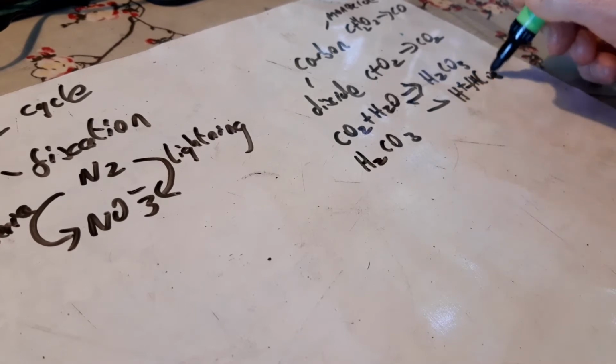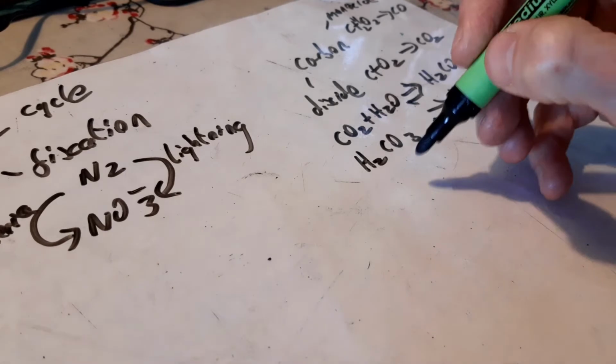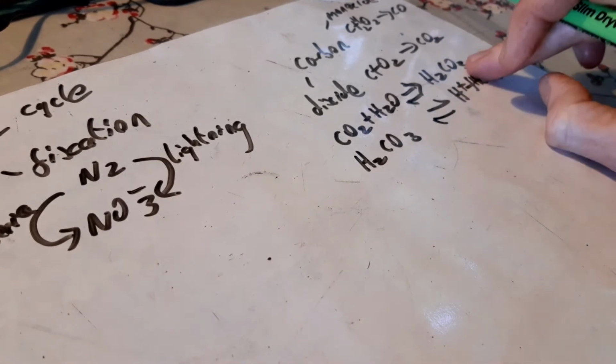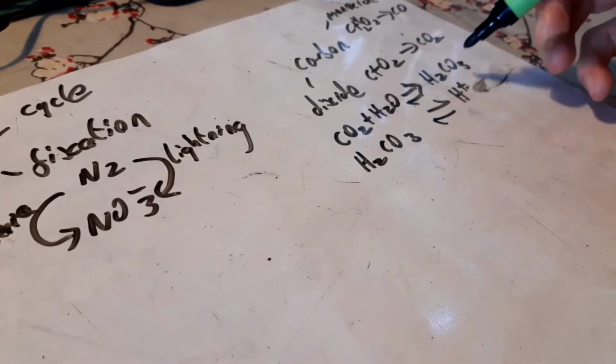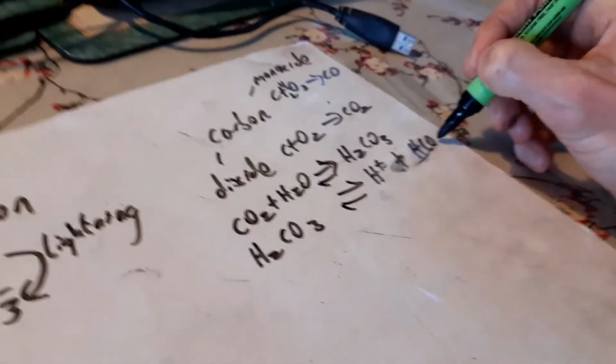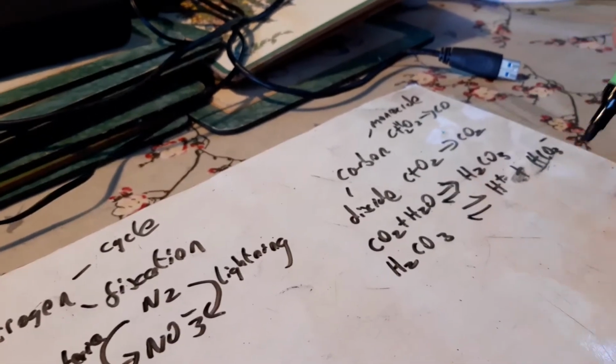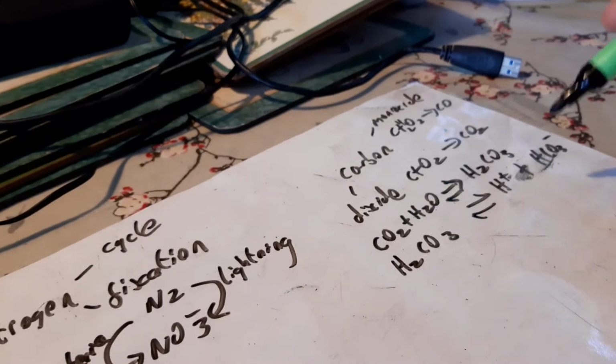HCO3 minus. Again, I'm a bit sloppy here, but I've done this in the video a bit better. Sorry, that's really sloppy. H plus, HCO3 minus. So in other words, you need to be familiar with how carbonic acid is formed and how it dissociates. So make sure you can write equations for that there.